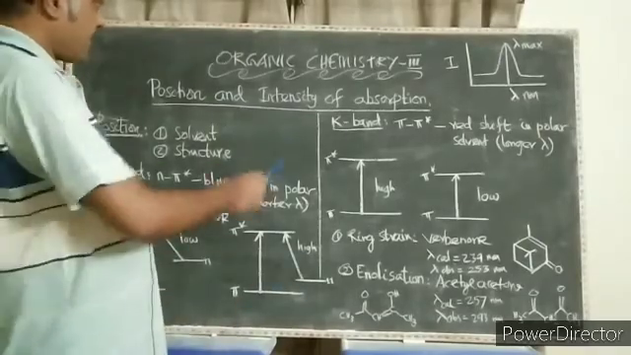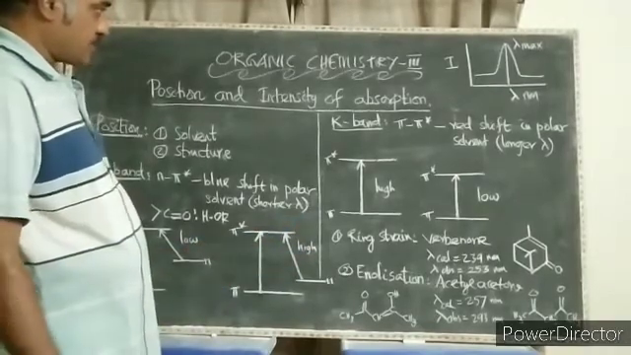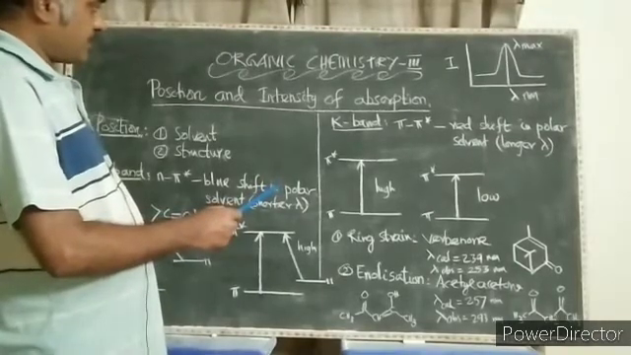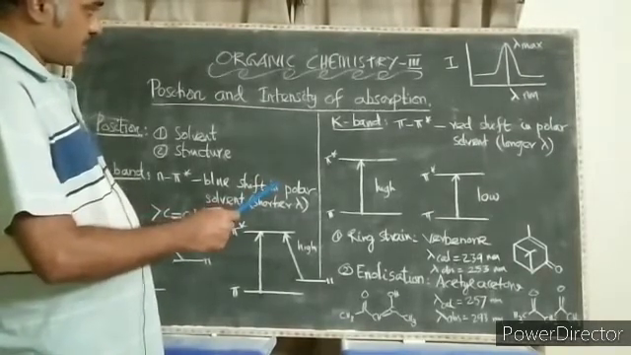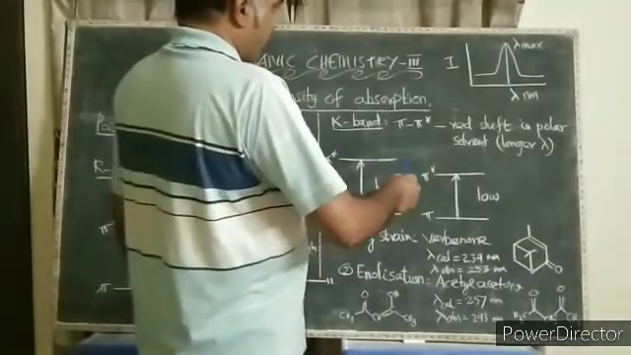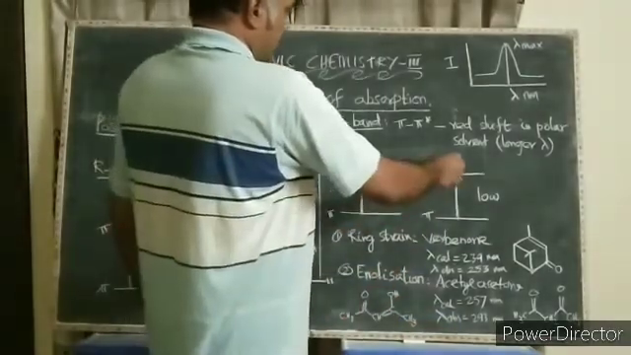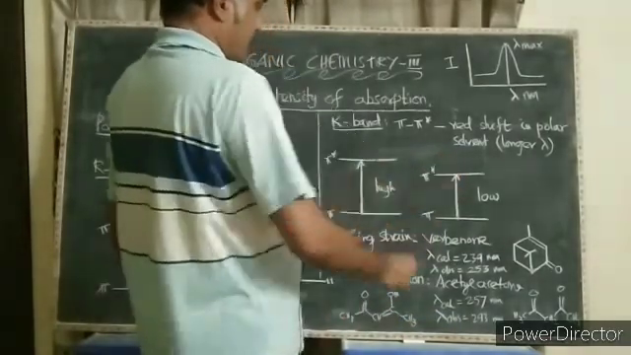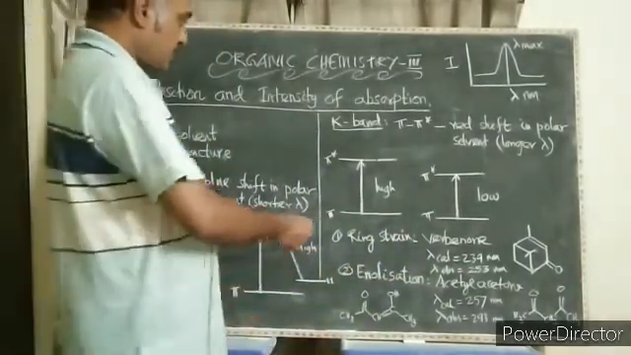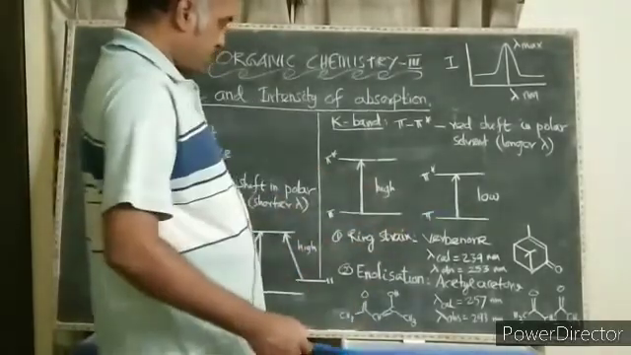Okay, then second, the K band, pi to pi star. How is the K band affected because of the presence of a polar solvent? In the case of the K band, a pi to pi star transition, the sample shows a red shift in polar solvent, that is, the lambda max moves towards the longer wavelength region. Now, the two schematics, normal and solvated, are shown in the figures.